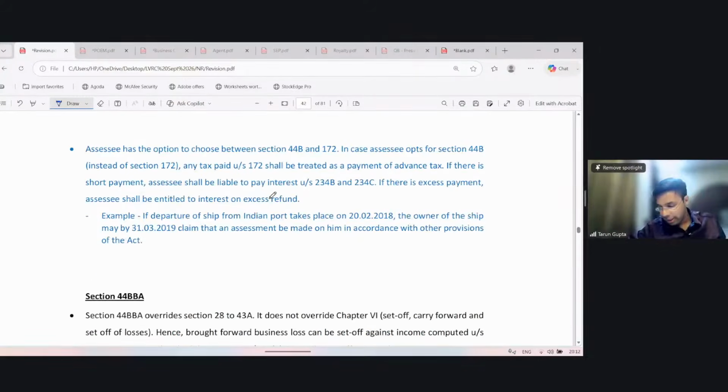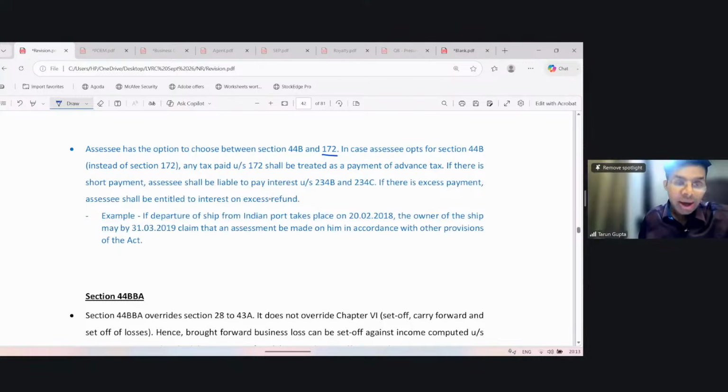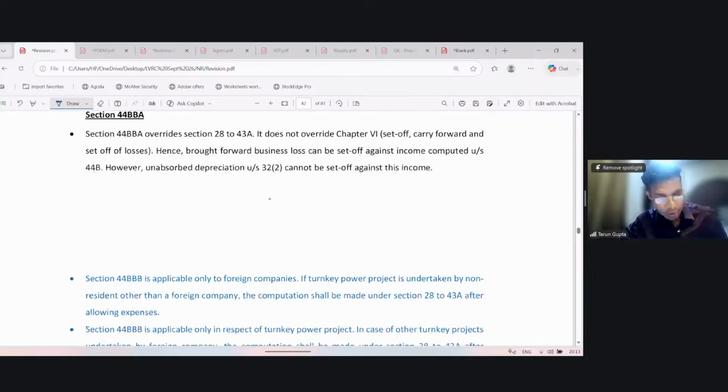See, assessee has the option to choose between 44B and 172. In case assessee opts for 44B instead of 172, any tax paid in 172 shall be treated as payment as advance tax. If there is a short payment, assessee shall be liable to pay interest in 44B or C. If there is excess payment, assessee shall be entitled to interest on excess refund. Example, if departure of ship from India port takes place on 20th Feb, the owner of ship may by 31st March claim that assessment is made on him in accordance with other provisions of the Act, and other provision is 44B.